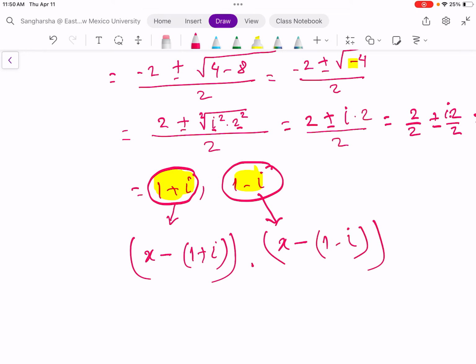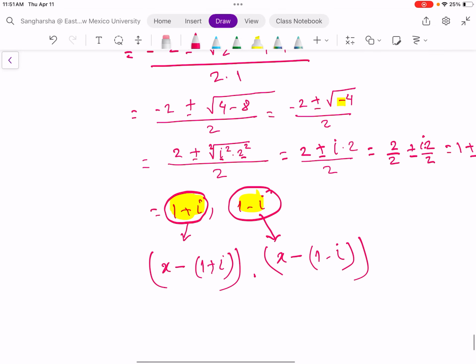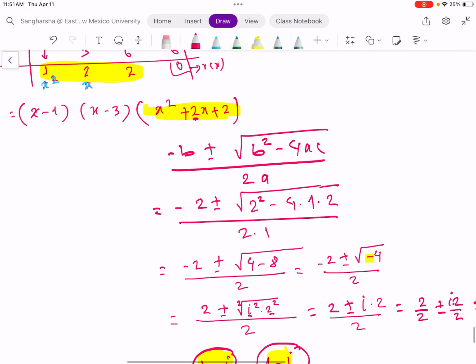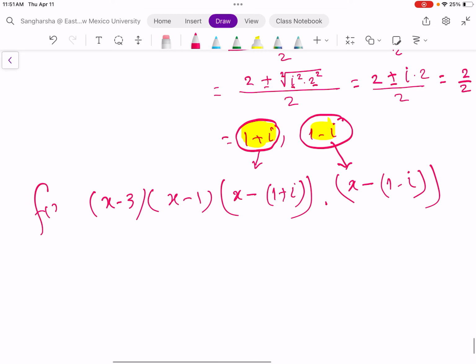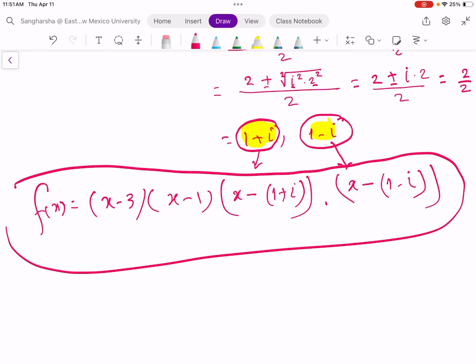Okay, so we have two factors here, and we already have two factors over here, x minus 1 and x minus 3. So our x minus 1, x minus 3, and this is our function f of x in factored form. So we are able to factorize a function using synthetic division and the rational zero theorem.